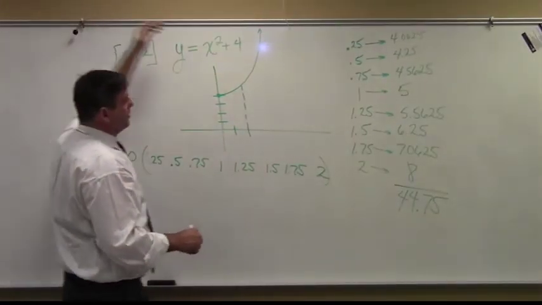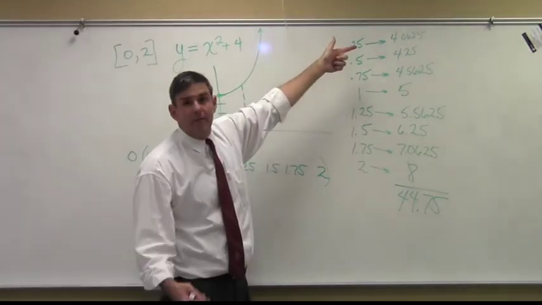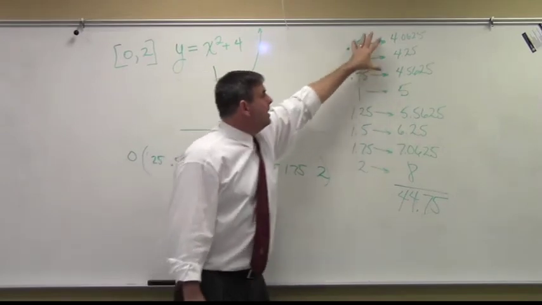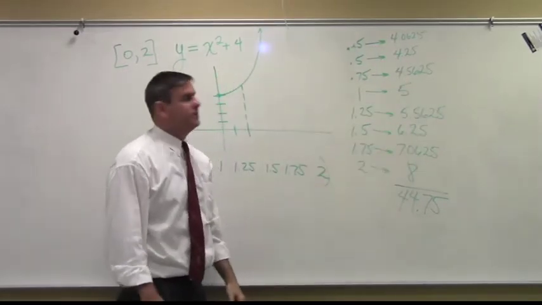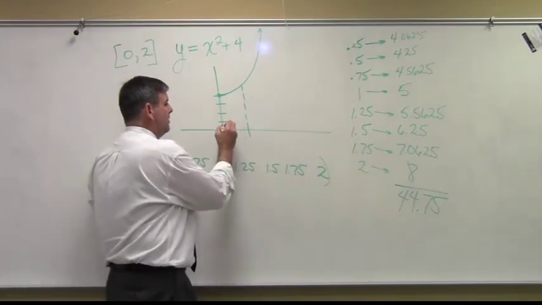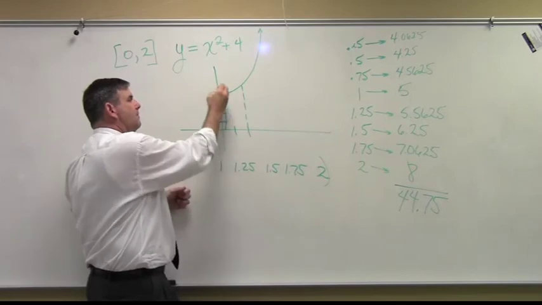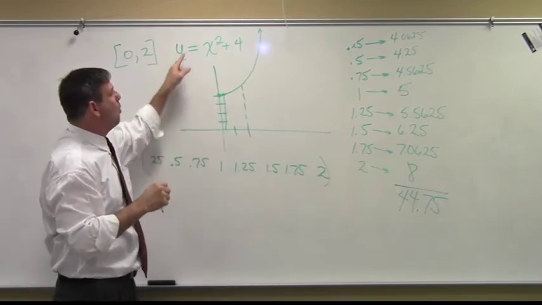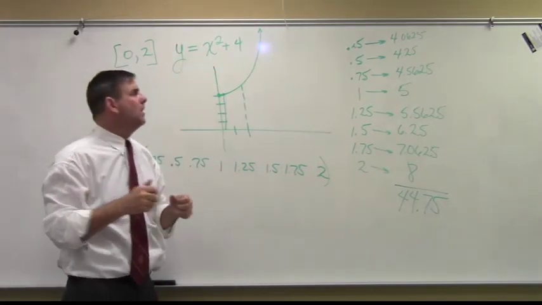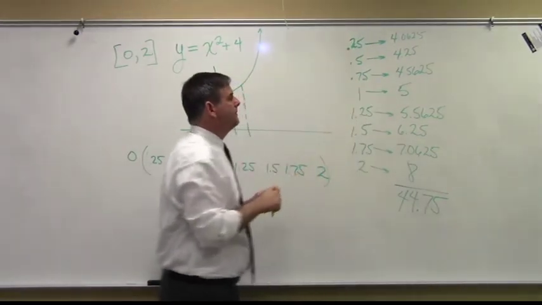I want you to notice that all the values have been recorded over here. 0.25 was 4.0625, and I recorded the right endpoints of all 8. Again, the idea here is that I'm drawing a rectangle up to the function, and the right endpoint is on the graph. So y equals x squared plus 4 is how that value is going to be generated.